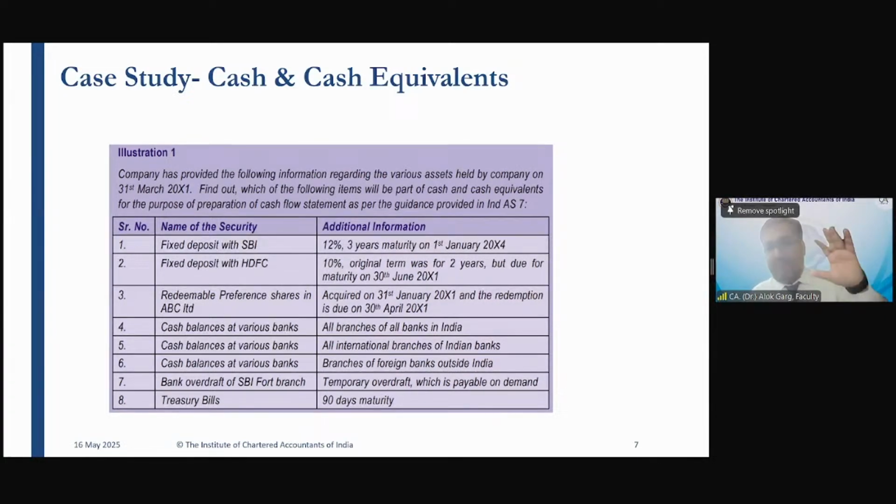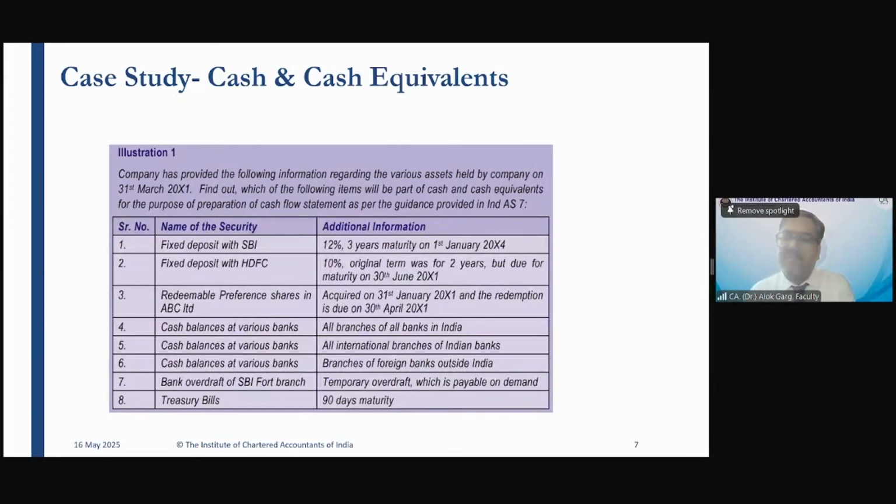Okay. So on the asset side of the balance sheet, cash in hand and cash at bank will come. On the liability side of the balance sheet, bank overdraft will come. But in your cash flow statement, the cash and cash equivalent at the bottom of the cash flow statement will be cash in hand plus cash at bank, I mean to say whatever cash and cash equivalent is there, minus bank overdraft.